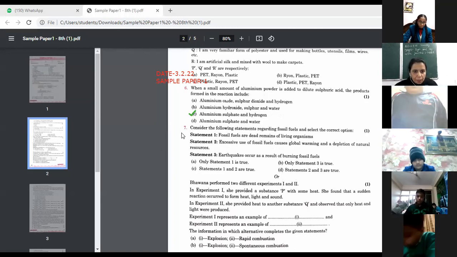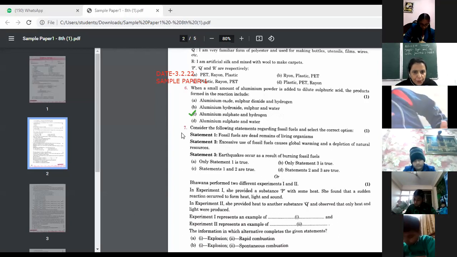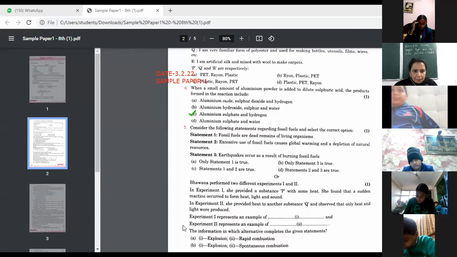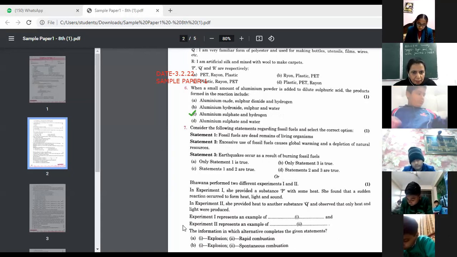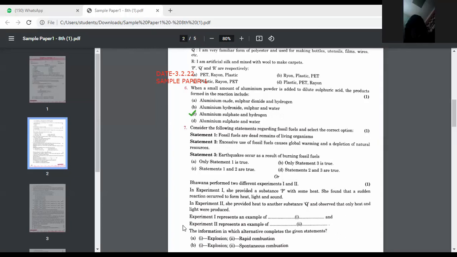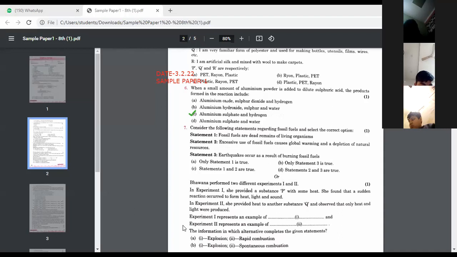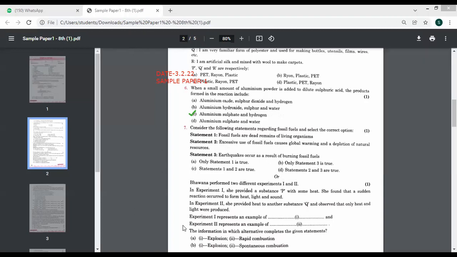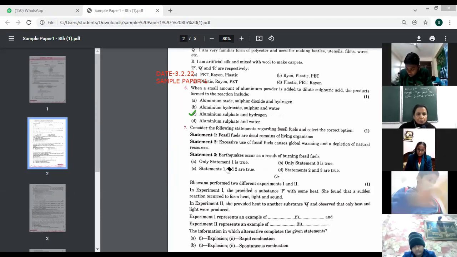Afterwards, question number 7. Consider the following statements regarding fossil fuels and select the correct options. I think you know about fossil fuels. Statement 1 is, fossil fuels are dead remains of living organisms. Yes, it is right. Statement 2 is, excessive use of fossil fuels causes global warming and a depletion of natural resources. And third is also there: earthquake occurs as a result of burning fossil fuels. You also have to tell whether earthquakes occur because of this. So which statement is true?